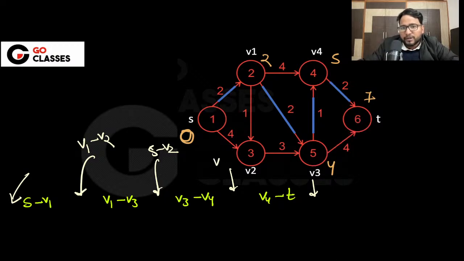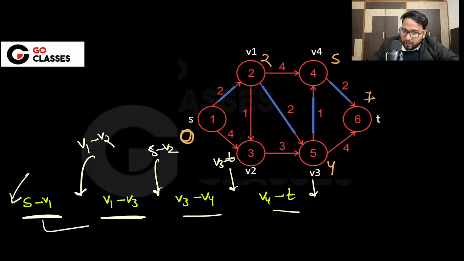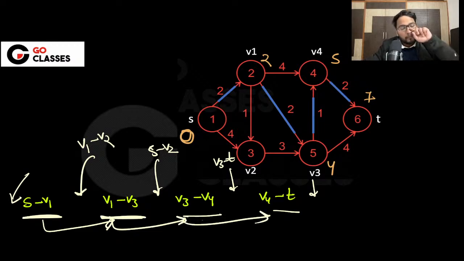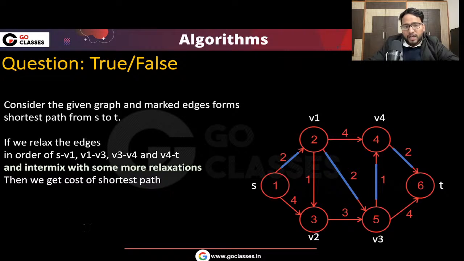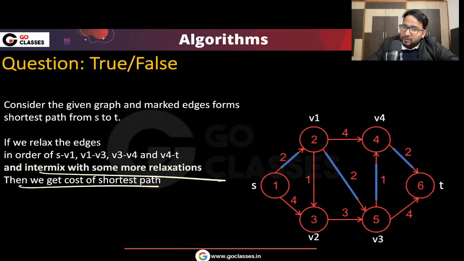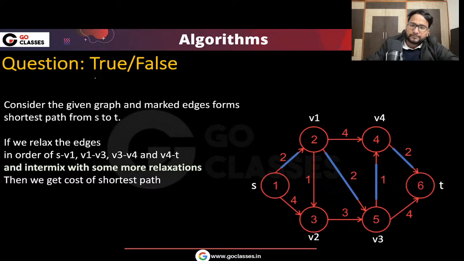Okay, in between you are mixing this up. So as long as this order is concerned, you are relaxing in the same order, but you are intermixing with some other relaxations. The question says, if we relax the edges in the same order that was earlier and intermix with some other relaxation, then also we get the cost of shortest path. Then what do you think? Is this true or false?